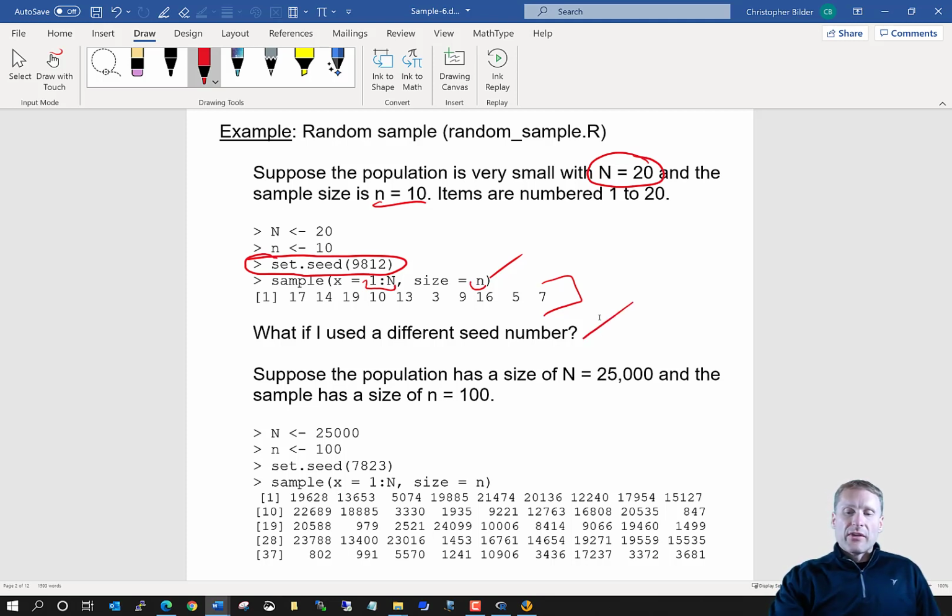Of course, if I use a different seed number, then what will most likely happen is I'll get a different sample. Let's say instead our population has a size of 25,000. Maybe that represents 25,000 students at a particular university. In case I didn't say this properly, this is the population size of 25,000. What we'd like to do is take a sample of size 100 from that population. Again, we can use the sample function where we sample items from a vector of 1 to N, and we're sampling little n of those items.